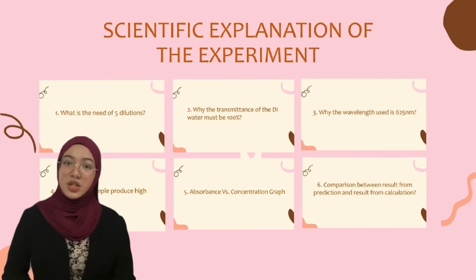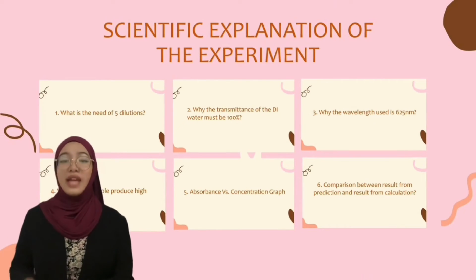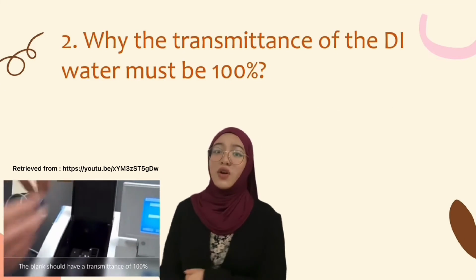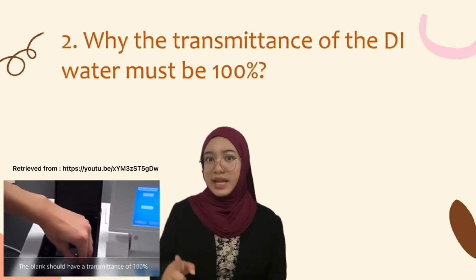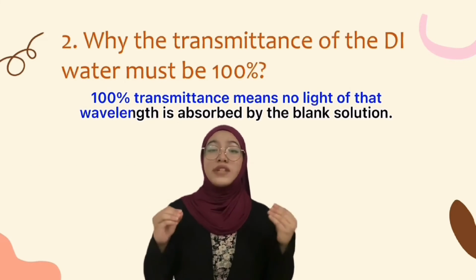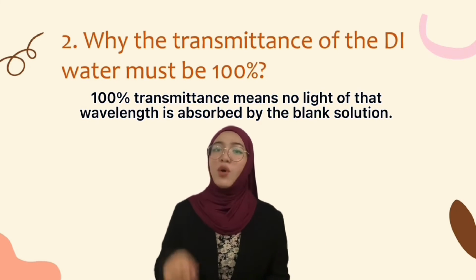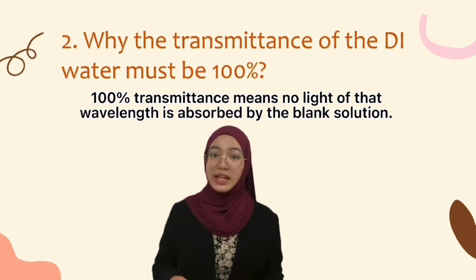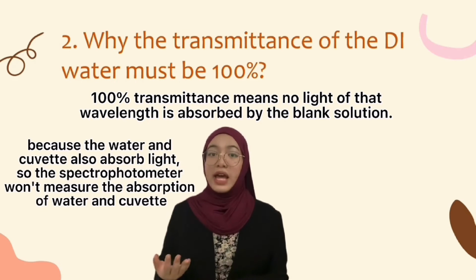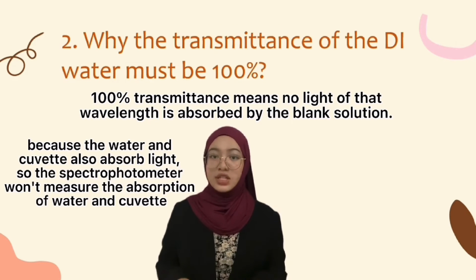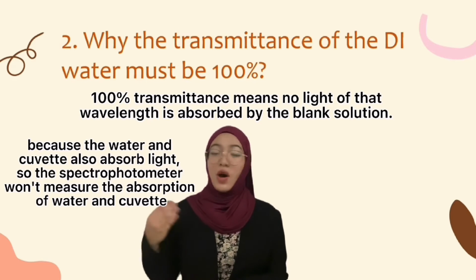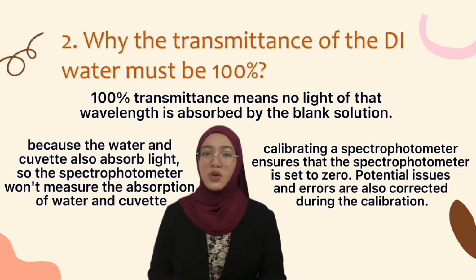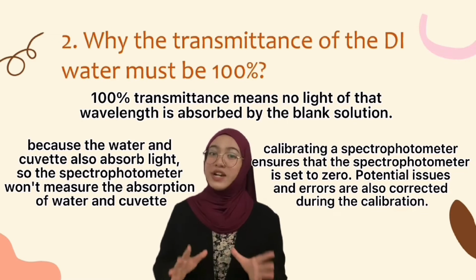In this experiment, the spectrophotometer was calibrated by testing it with deionized water. As stated in the video, the transmittance of the DI water must indicate 100% in order for the spectrophotometer to function. 100% transmittance means that no light of that wavelength is absorbed by the blank solution. It is important to blank the spectrophotometer before taking an absorption measurement of a sample at each new wavelength, because the water and the cuvette also absorb light. So the spectrophotometer will measure the absorption of water and the cuvette. Just as you clear the number on the calculator, calibrating a spectrophotometer ensures that it is set to 0. Potential issues and errors are also corrected during the calibration.